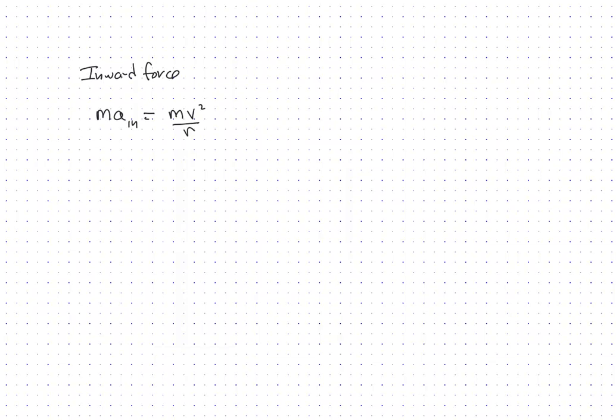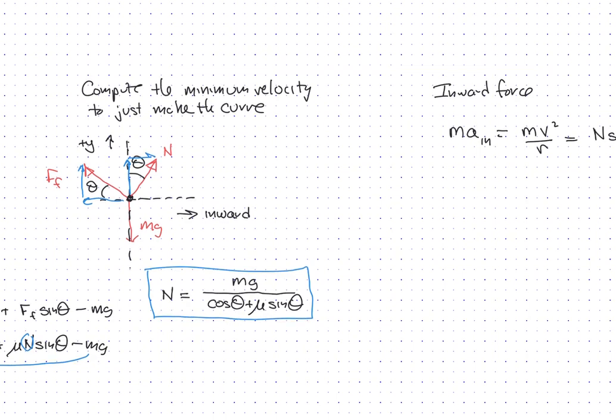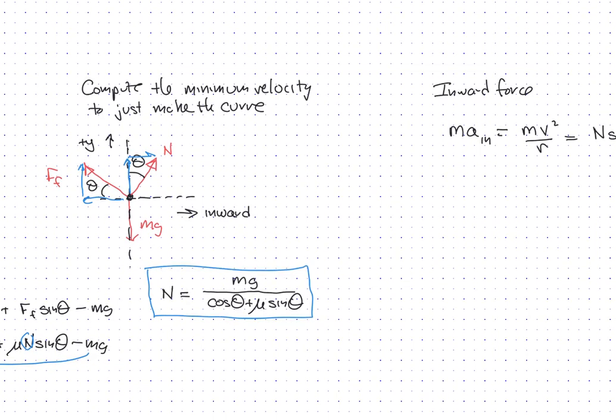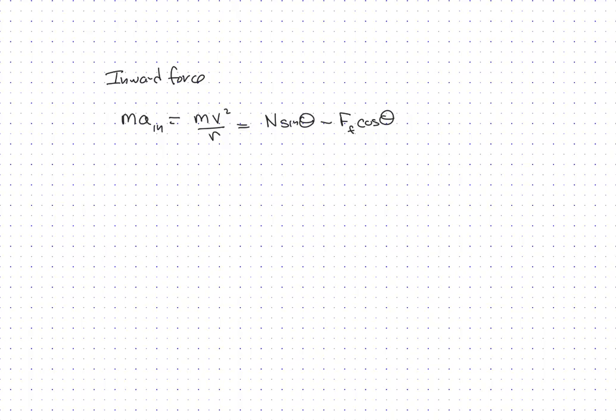Okay, so we can write that it's N sine theta minus the force of friction cos theta. And so let's just slide over here. You can see the normal force is the sine, it's opposite the angle, and the frictional force is cosine, it's adjacent, which is what we have. So we have mv squared over r is N sine theta minus mu N cos theta.